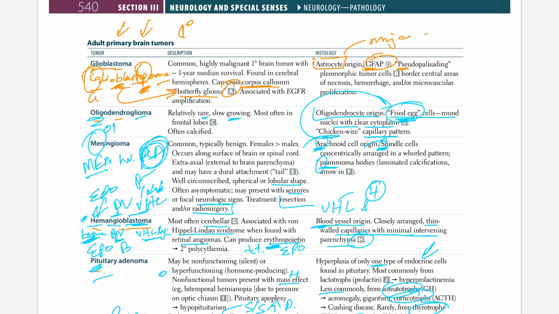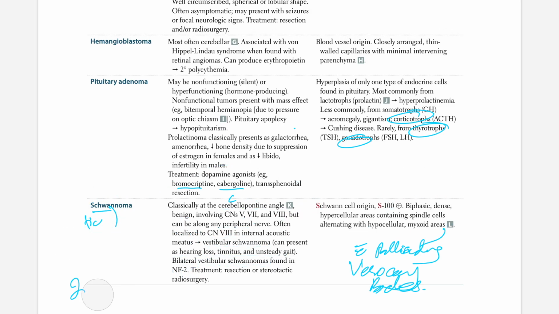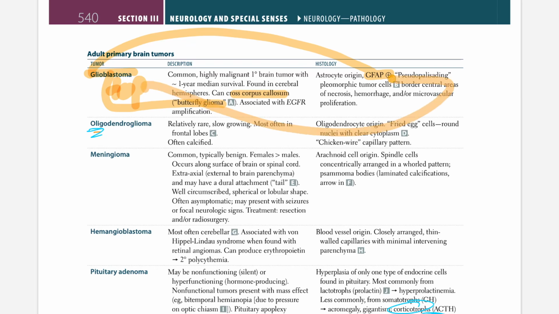Let's just review this. Okay. So primary adult tumors. First of all, we have glioblastoma. We're going to call it glioblastopoma. It's GFAP positive for the G for glio. B is for butterfly glioma, meaning it's going to cross the corpus callosum. It's the only one which is going to cross the corpus callosum. And for the P, it's due to the fact that it's pseudo-palisading.